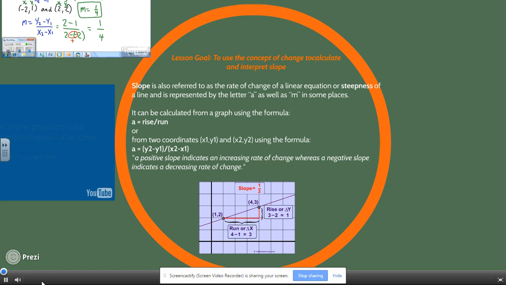x coordinates. Remember, a positive slope indicates an increasing rate of change from left to right, whereas a negative slope indicates a decreasing rate of change. You're always moving from left to right, so it's increasing from left to right or decreasing from left to right.